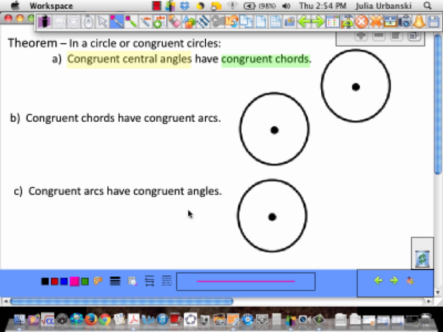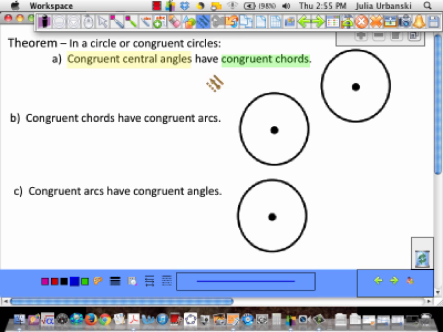Now here's the tricky part. These three rules here, these three theorems, they're going to sound kind of complicated at first, but really all they're saying is that when you have two things that are congruent, you can always find another two things that are congruent, that match. Okay, so for instance, if you have two congruent central angles, either in the same circle or in two circles, that are congruent, they're the same size.